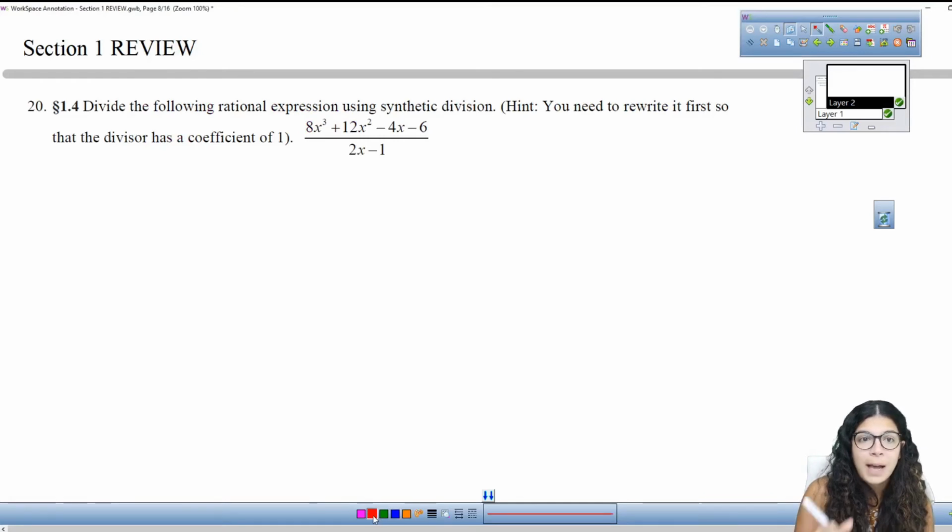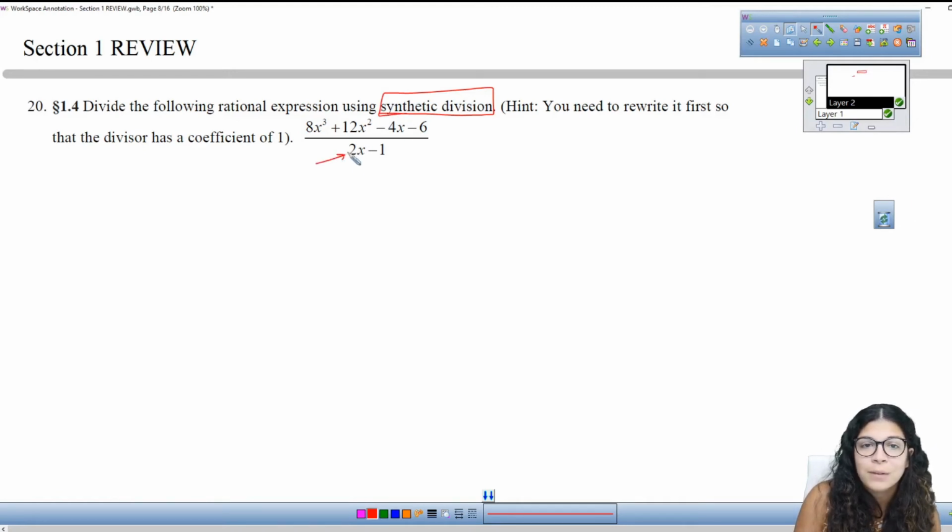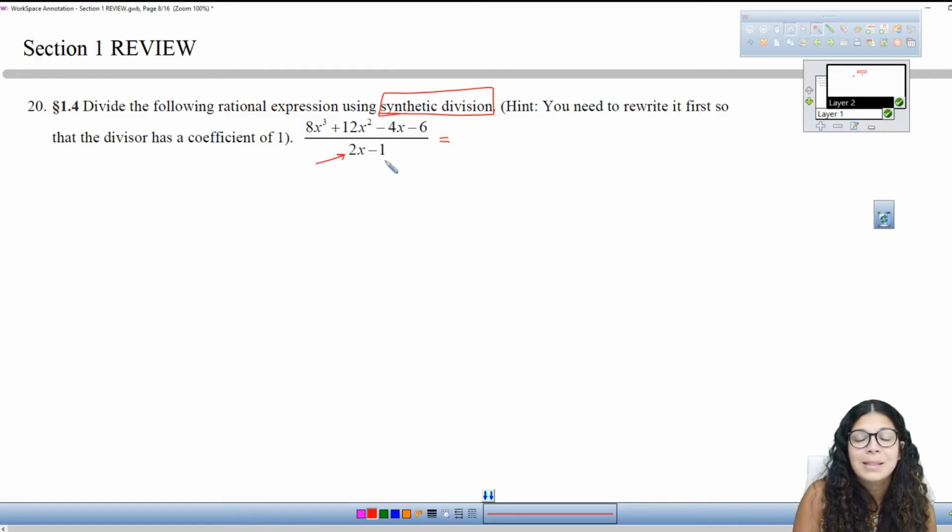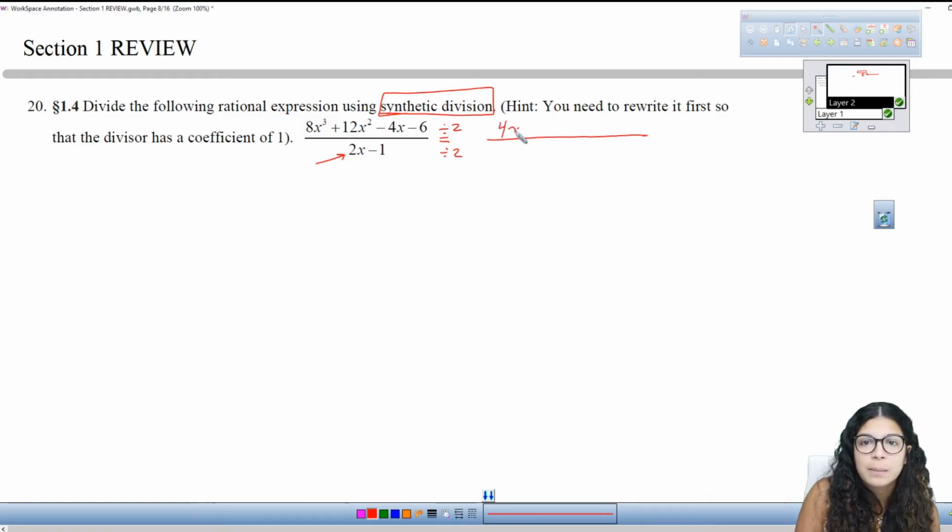Okay, so divide the following rational expression using synthetic division. Okay, now look at that. I have a coefficient here, okay? So in order to do synthetic, I have to simplify this fraction by dividing 2 on top and bottom. So let me simplify that fraction, divide 2 on top. 8 divided by 2 is 4. 12 divided by 2 is 6. Negative 4 divided by 2 is negative 2. And negative 6 divided by 2 is negative 3. 2 divided by 2 is 1.